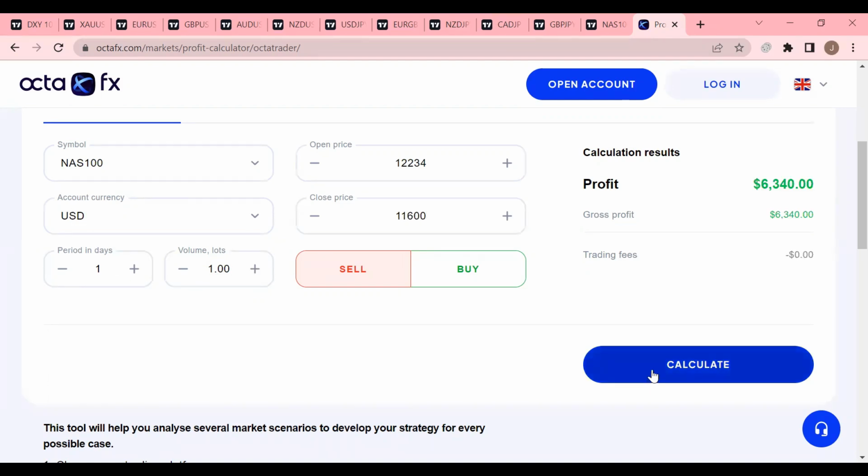That's about $6,400. On the 10 lot, that's about 60 something thousand dollars.